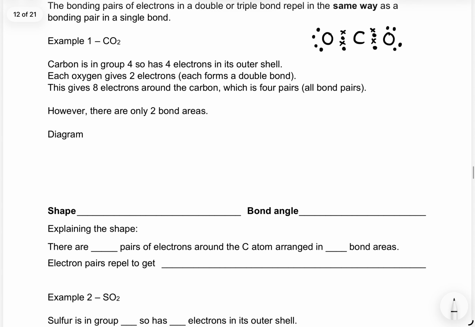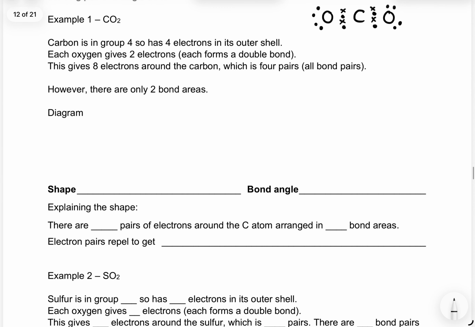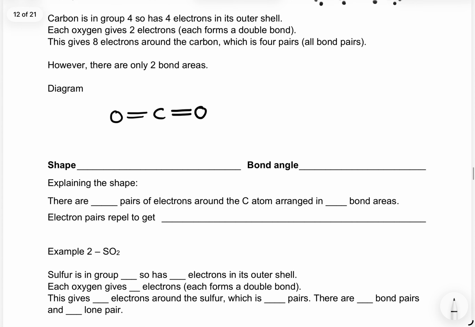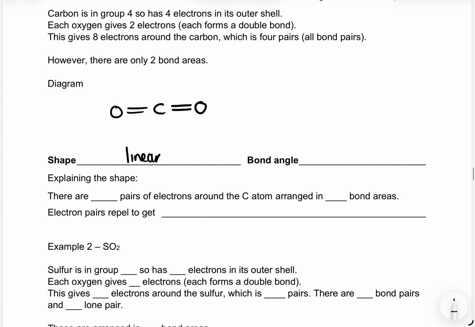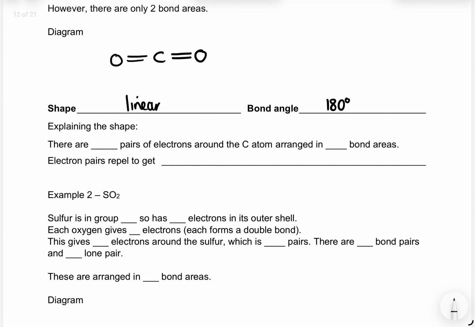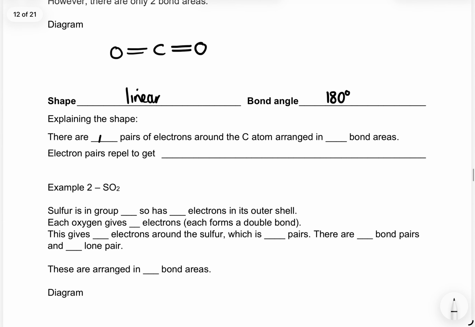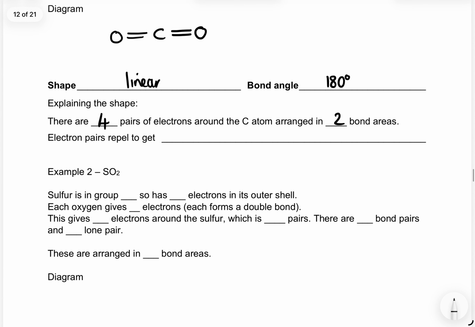There are no lone pairs on the carbon, but there are actually only 2 places where the bonds are. So if there are only 2 bond areas, it's like having 2 bond pairs, which we remember is a linear shape, and the bond angle is 180 degrees. Now, to explain this shape, we do need to say that there are 4 pairs of electrons around carbon, but they're only arranged in 2 areas. These bond areas repel to get as far apart as possible, and that gives us the linear shape, 180 degrees.